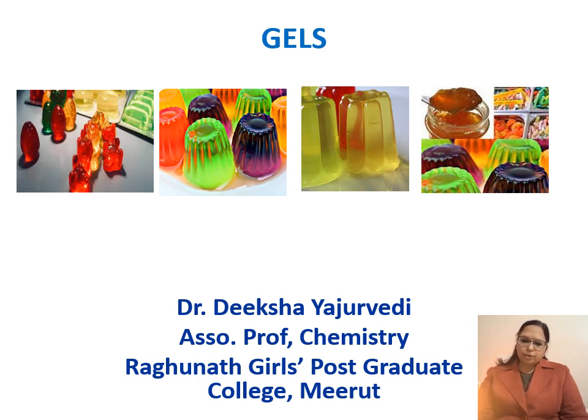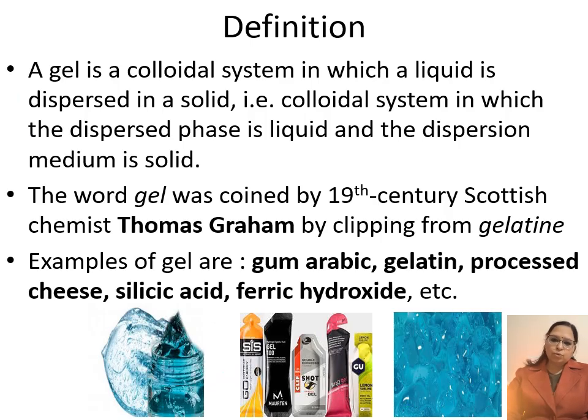The topic for today's discussion is gels. As we all have studied about various types of colloids depending upon the dispersed phase and dispersion medium, gel is one of the types of colloids. It is a colloidal system in which a liquid is dispersed in a solid. That is, the colloidal system in which the dispersed phase is liquid and the dispersion medium is solid.